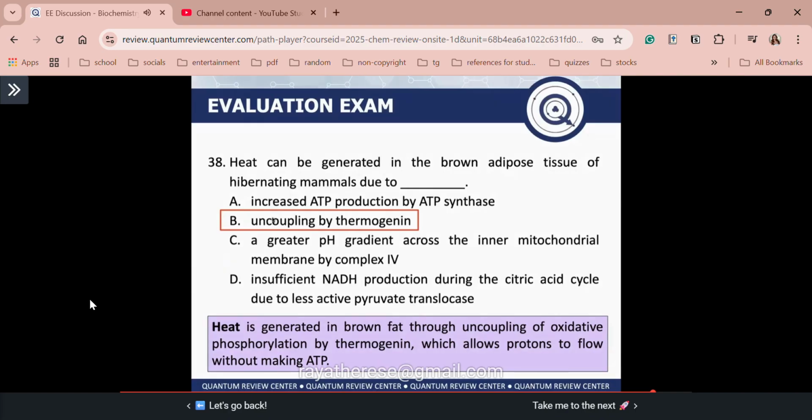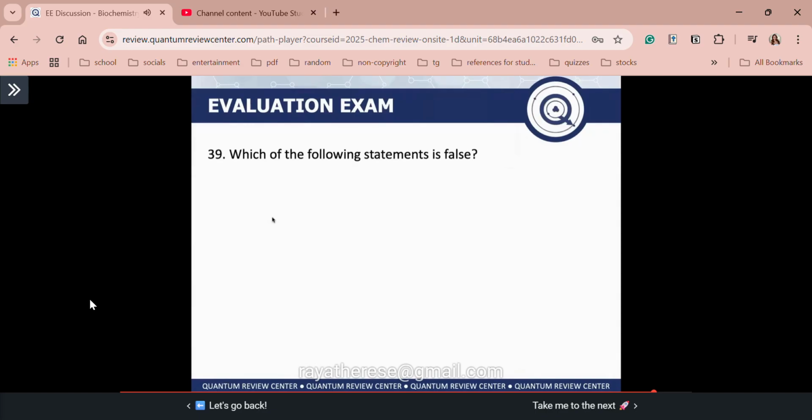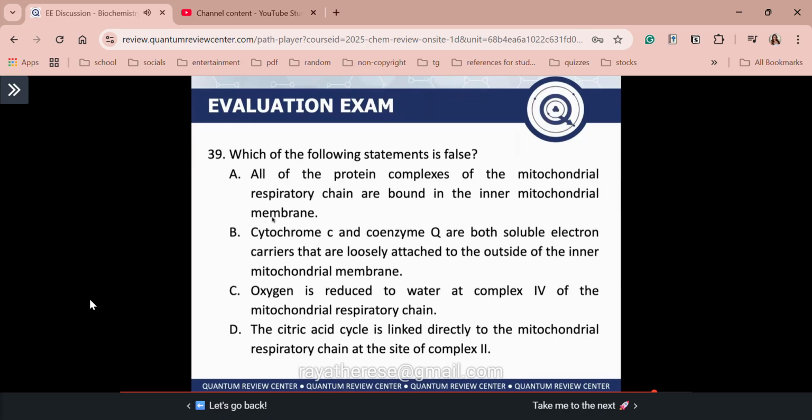Alright, so ready now with our next question, item 39. Which of the following statements is false? Oh, here are the choices. Napagod ba kayong mag-read during your EE? Ang haba ng answer, di ba?